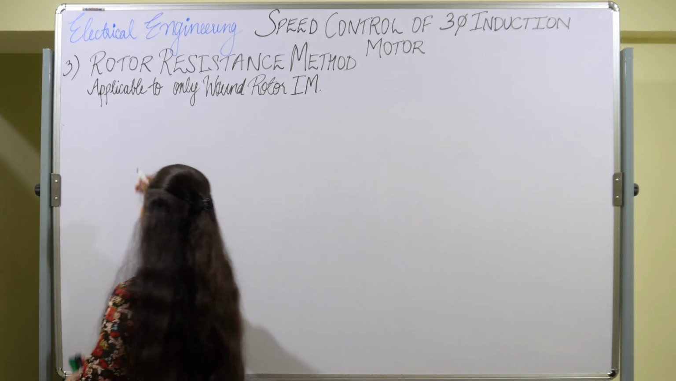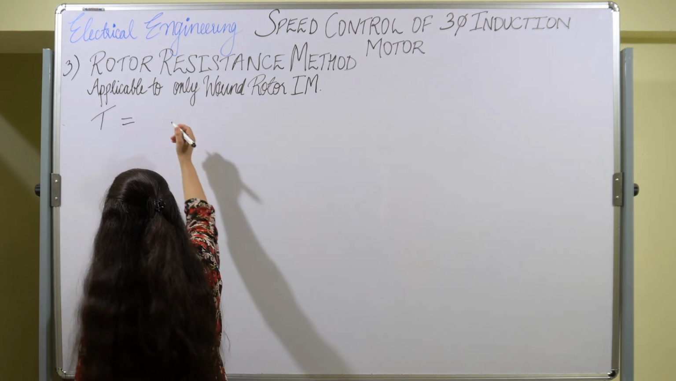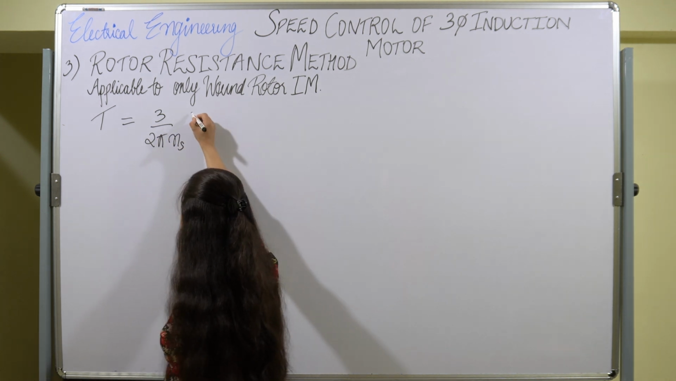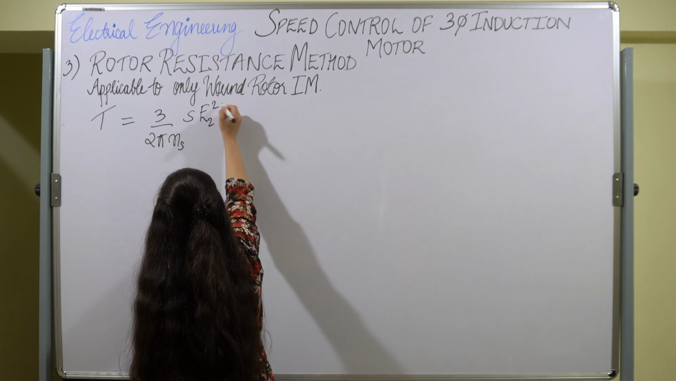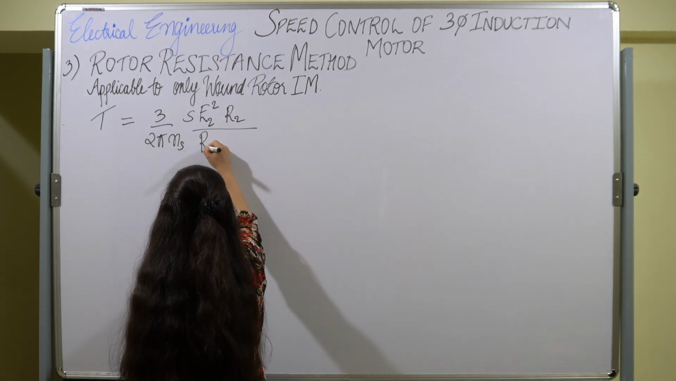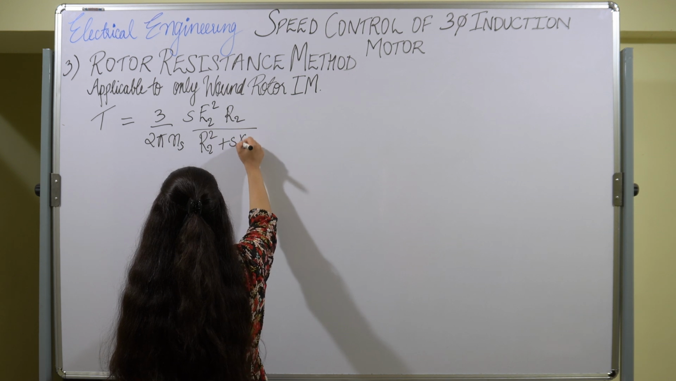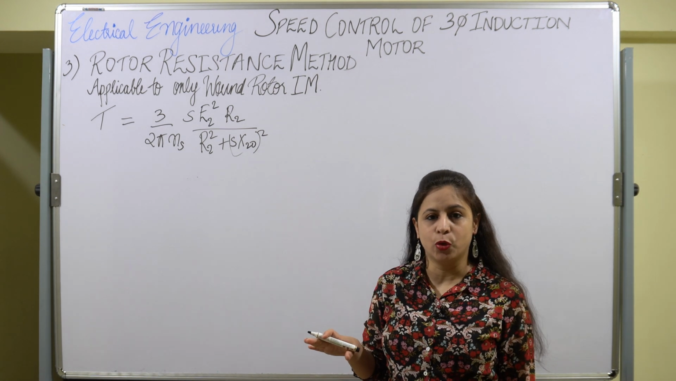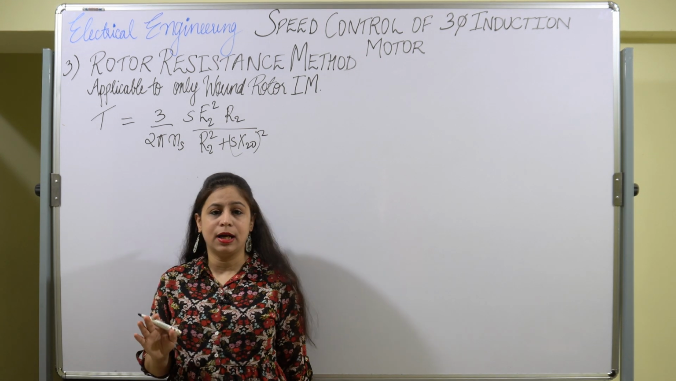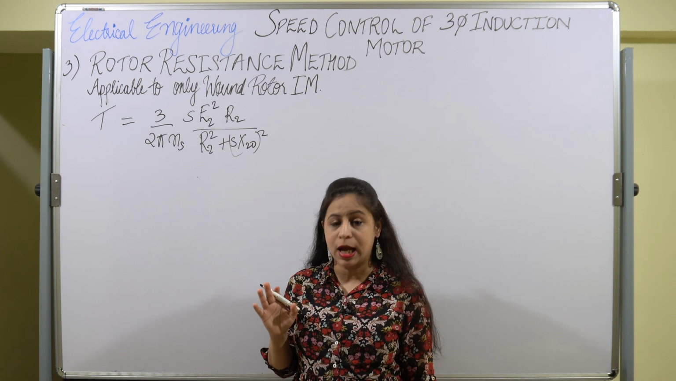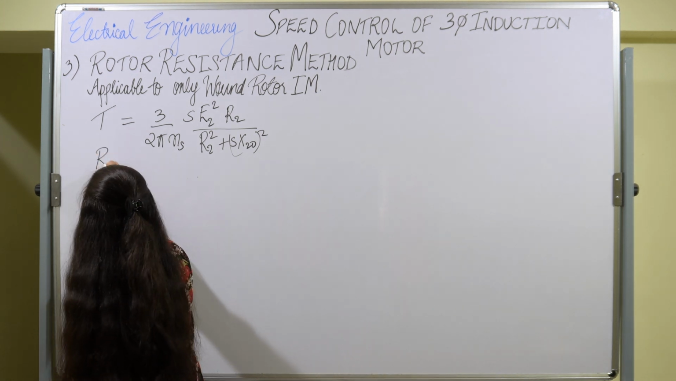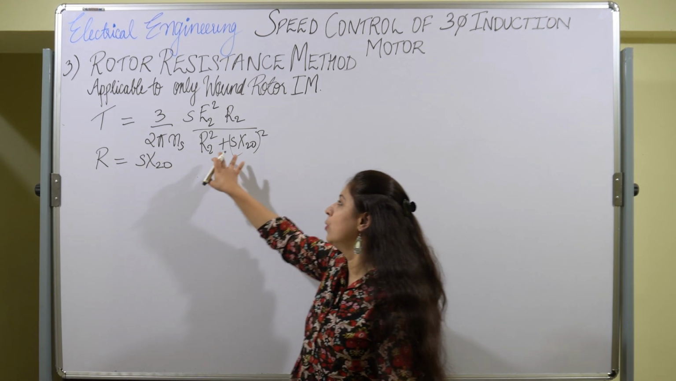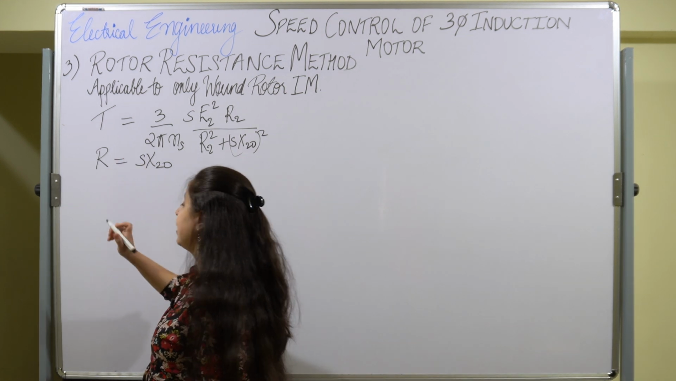We have already seen it. The torque equation of the three-phase induction motor is given by T = 3/(2π ns) × s E2² R2/(R2² + s²X2²). So this is the torque equation of the three-phase induction motor. The maximum torque is attained when R2 = s X2 naught. When R2 is equal to this, then I attain maximum torque.